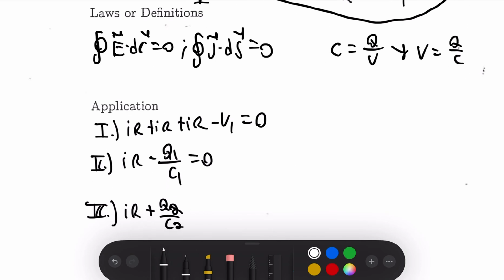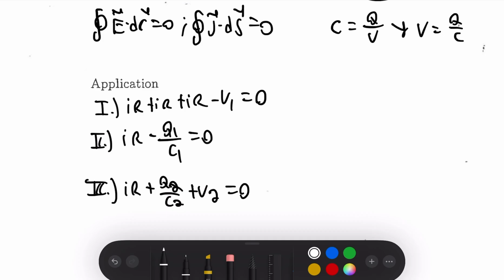Right? So that'd be plus V2, and this would be equal to 0. So if I look at what I have, I, which is unknown, Q1, which is unknown, and Q2, which is unknown. And I have 3 equations, 3 equations, 3 unknowns. This is more than enough to be able to solve this problem.